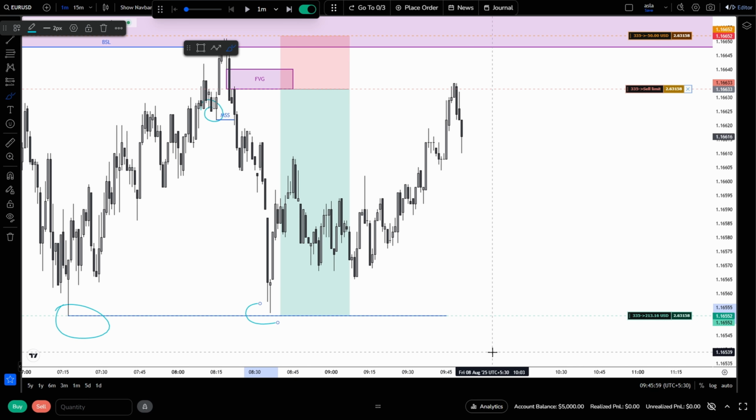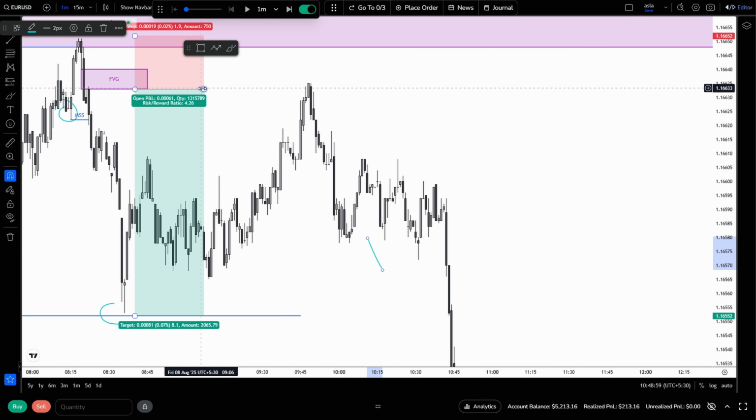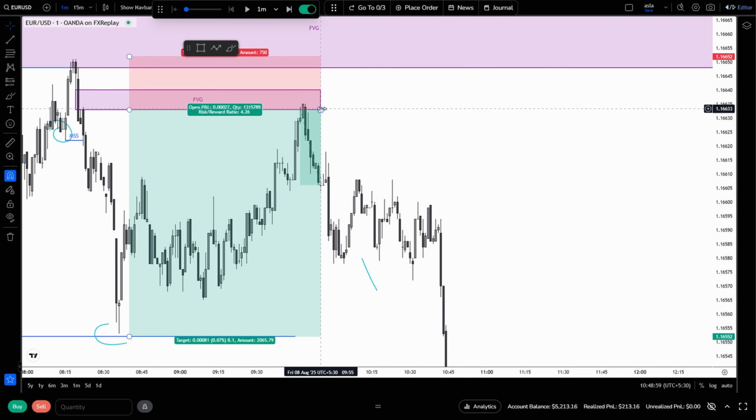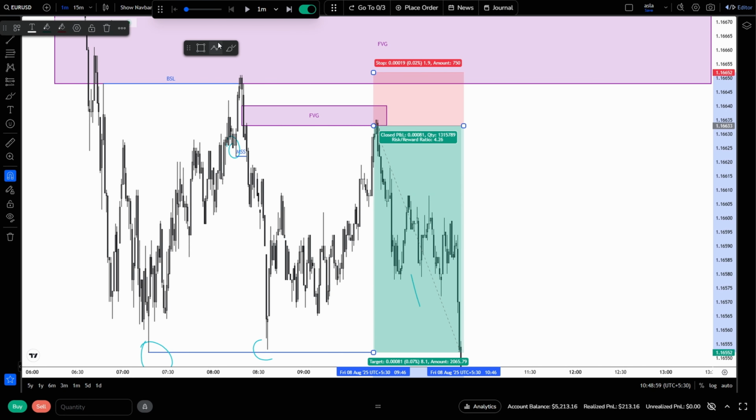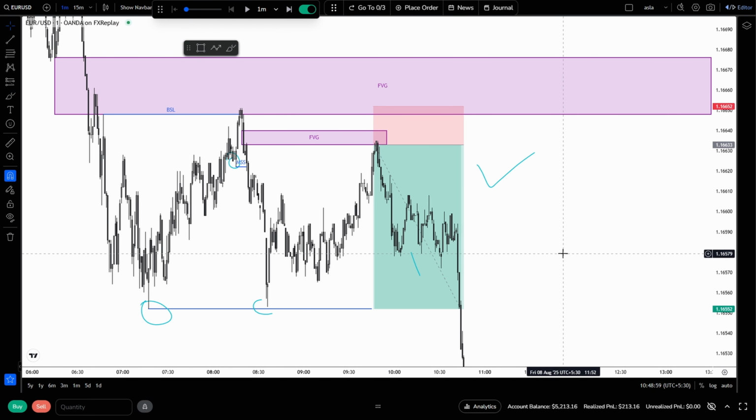Now let's see how price plays out. You can see that it takes some time for price to retrace back into the fair value gap and activate the limit order. Once price taps into the fair value gap, it respects the level perfectly and continues straight into the target. This is a clean example of following the same process step by step without forcing anything. Price respects the fair value gap, structure confirms the direction, and the market does the rest.